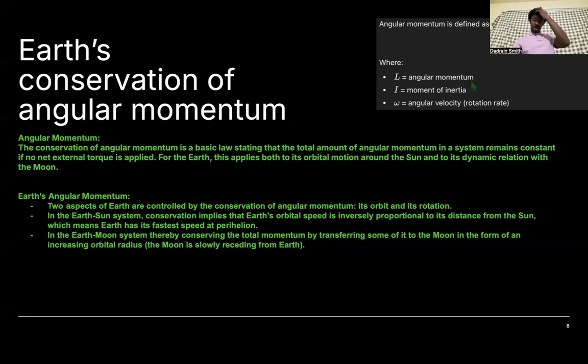To go more in depth on this part, we have this angular momentum formula right here, which is L, the angular momentum, equals I, the moment of inertia, times W, the angular velocity, which is the rotation rate, as I've stated before. It's basically how the Earth keeps up its spinning rotation with the help of the moon and the sun, heavily the moon, and obviously the sun.